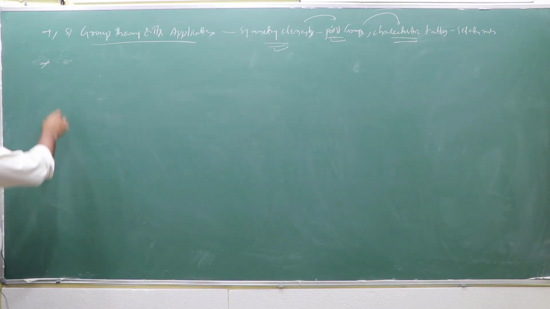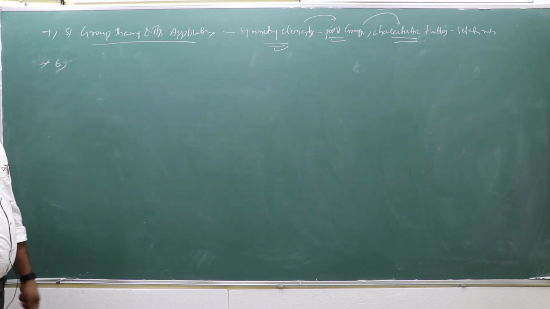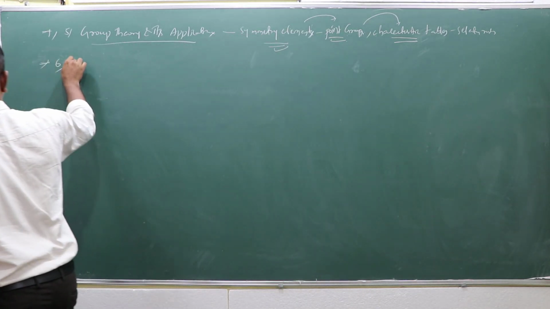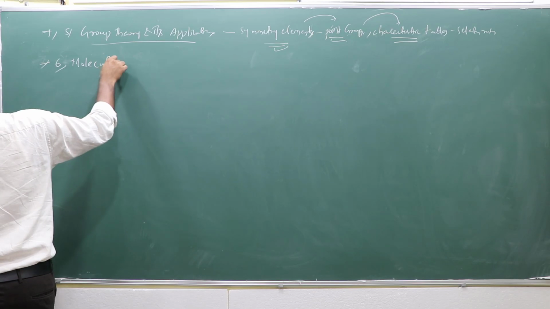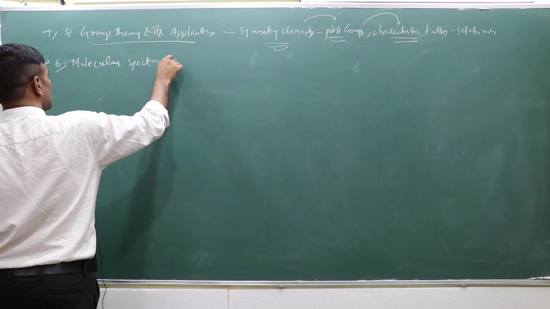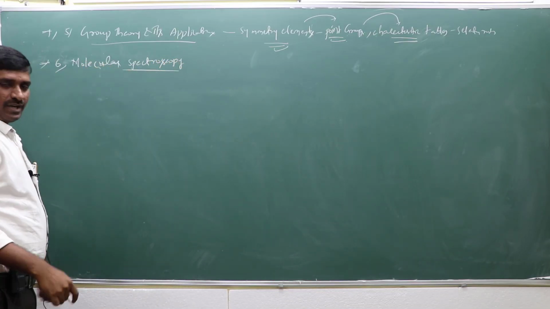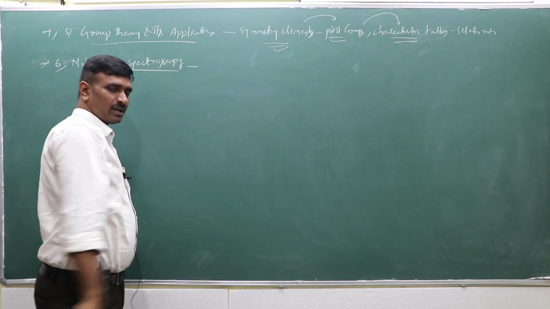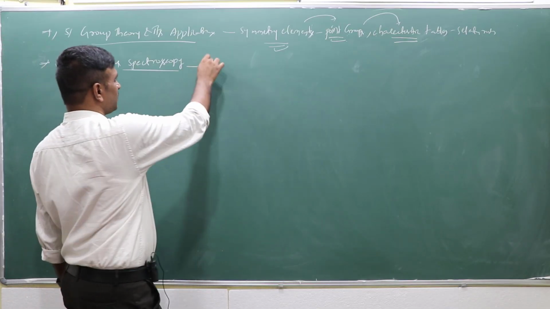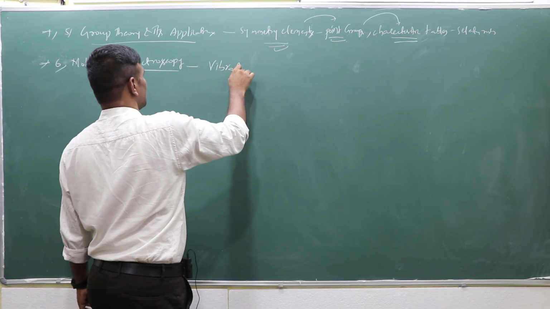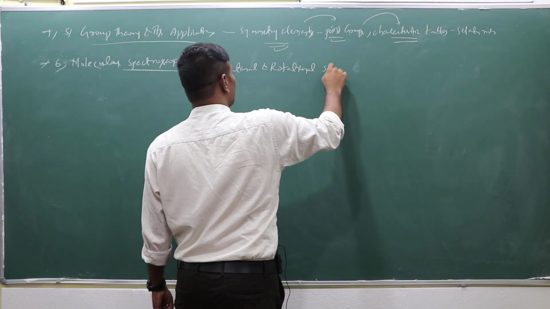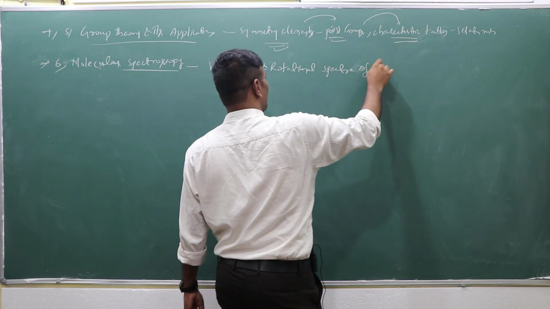And the 6th unit mentioned in the syllabus is molecular spectroscopy. This is mentioned as the 6th unit, molecular spectroscopy, according to the CSIR-NET syllabus. In this unit, vibrational and rotational spectra of diatomic molecules are mentioned.